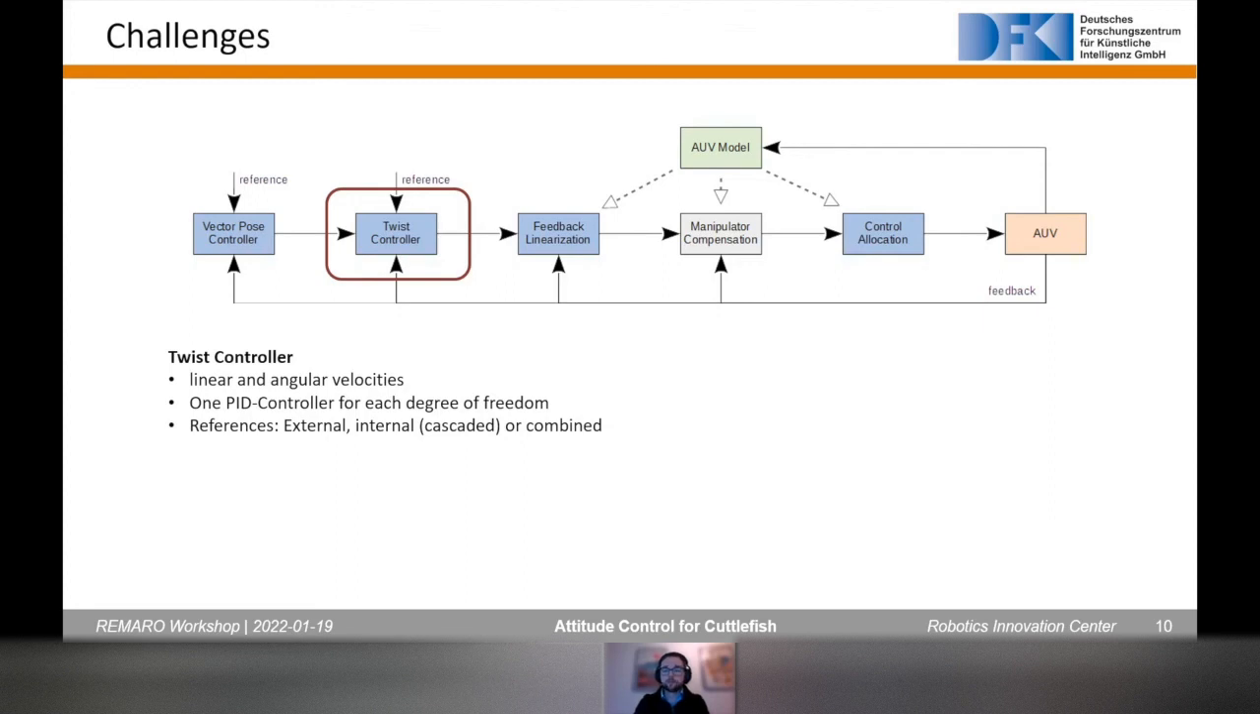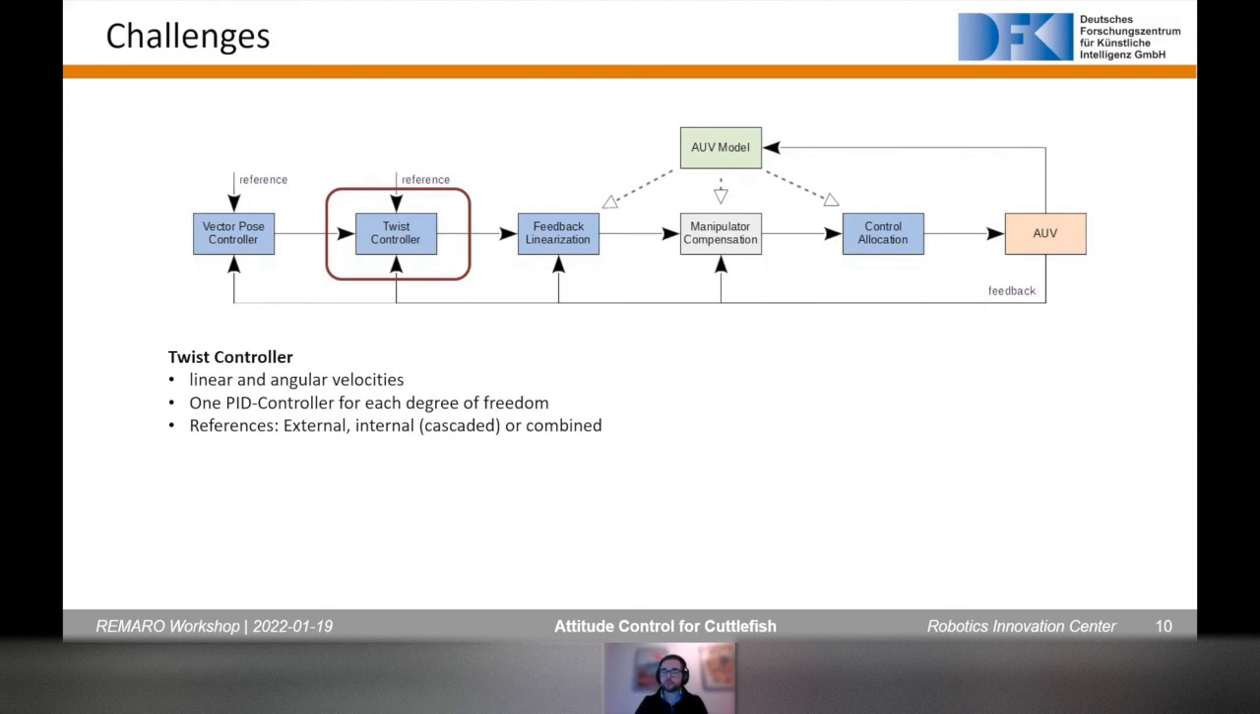The way it is implemented allows the user to decide if they want to give either only a velocity command or only a position command, or a combination of both.